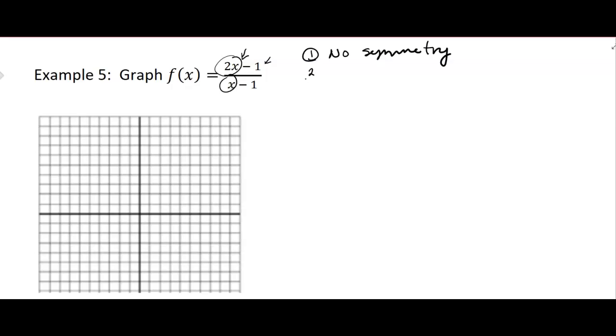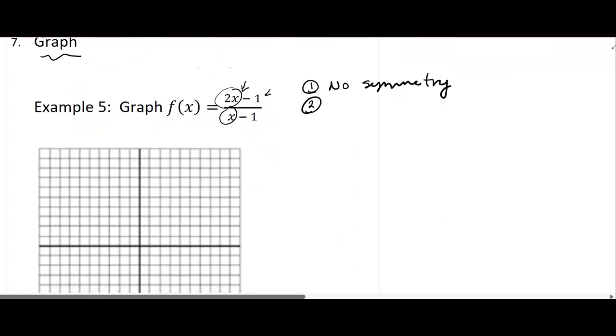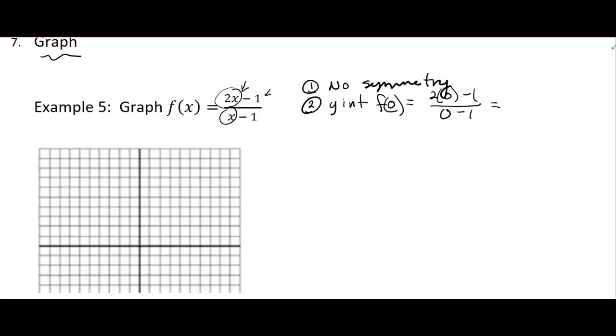Let's see. 2. What was this other thing we were supposed to do? Forgot already. The y-intercept. Usually I do the asymptotes first, but I wanted to be in line with the book. So the y-intercept. So what is f of 0? Well, in our case, it's going to be 2 times 0 minus 1 over 0 minus 1, which is going to be negative 1 over negative 1, which is going to be 1. So that gives you a point 0, 1. There, we've drawn that point, 0, 1.